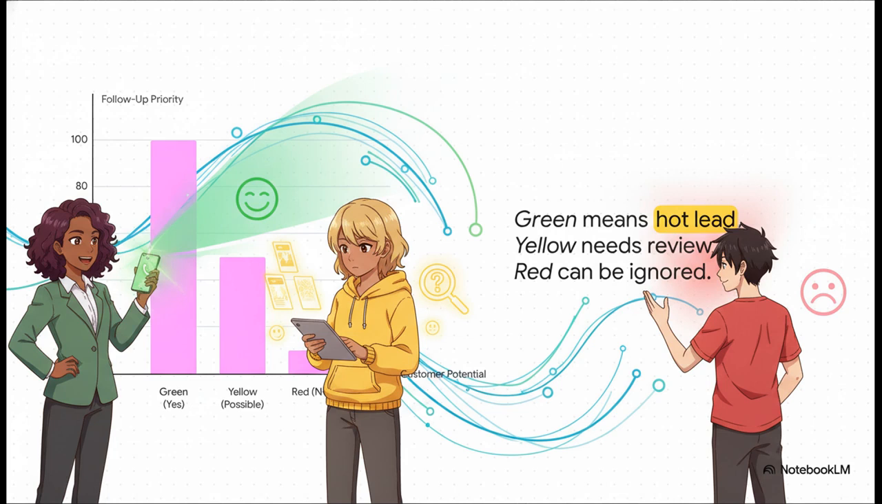Green means you call them immediately. These are your hottest leads. Yellow is for you to review manually. They might be a good fit, they might not. And red, you can safely ignore them and focus your energy elsewhere. This just makes your follow-up so much more efficient.